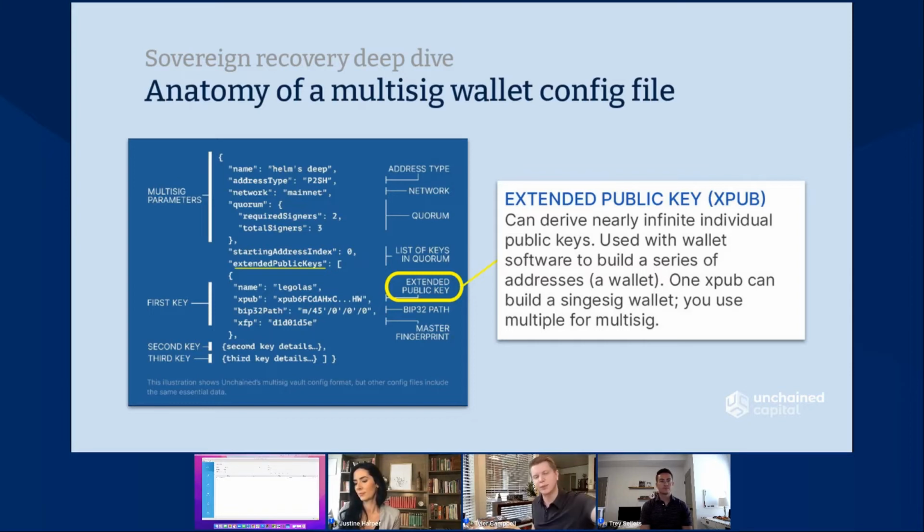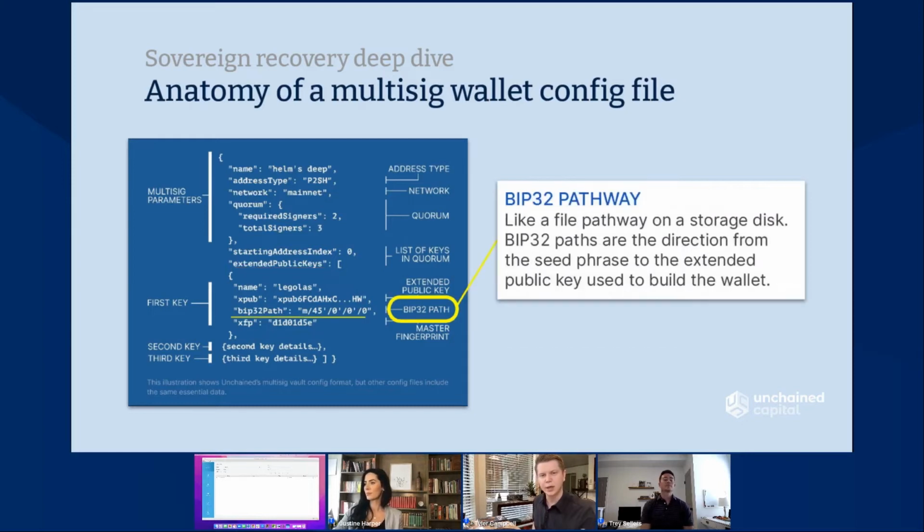And you do kind of see the picture that we show. We show the first key is where we're working through all of this stuff. The second key and the third key would contain all of the same information, but we wanted to make it, of course, easy to view on this slide. But that is your extended public key, or XPub. And underneath that is your BIP32 path.